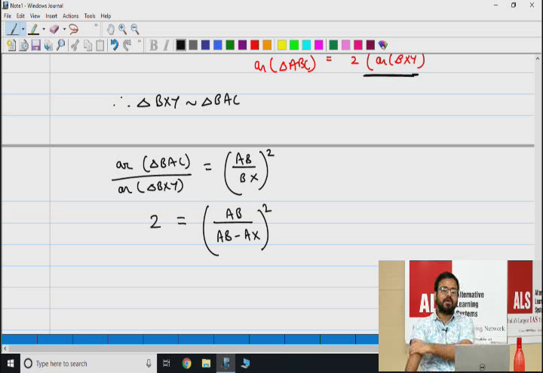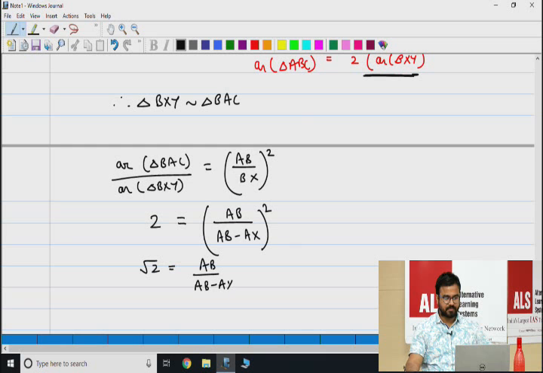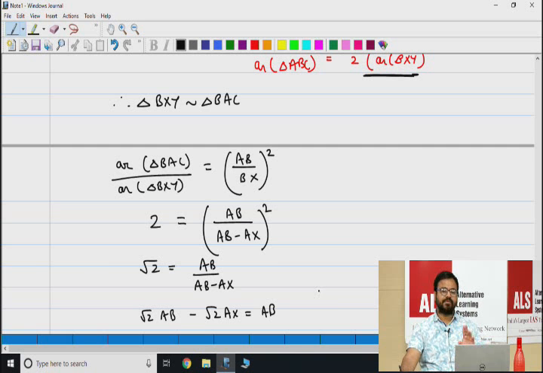Now in the formula which we are getting, only AB and AX remain. So we just have to rearrange it to get the ratio. We can take the square root on the left hand side, so it will become root 2 is equal to AB over AB minus AX. Now we can do the cross multiplication. So root 2 AB minus root 2 AX is equal to AB, right? Now we can take this AB on the left hand side and root 2 AX on the right hand side.